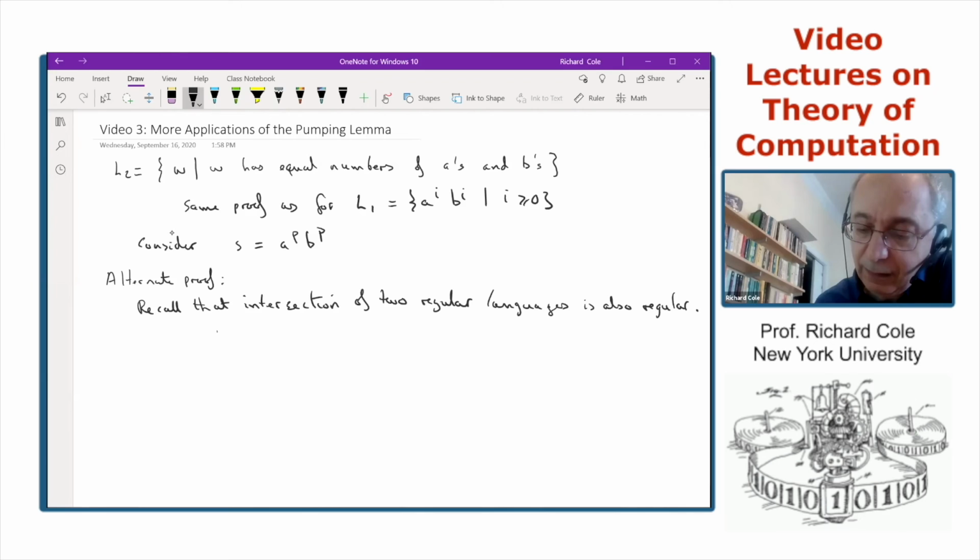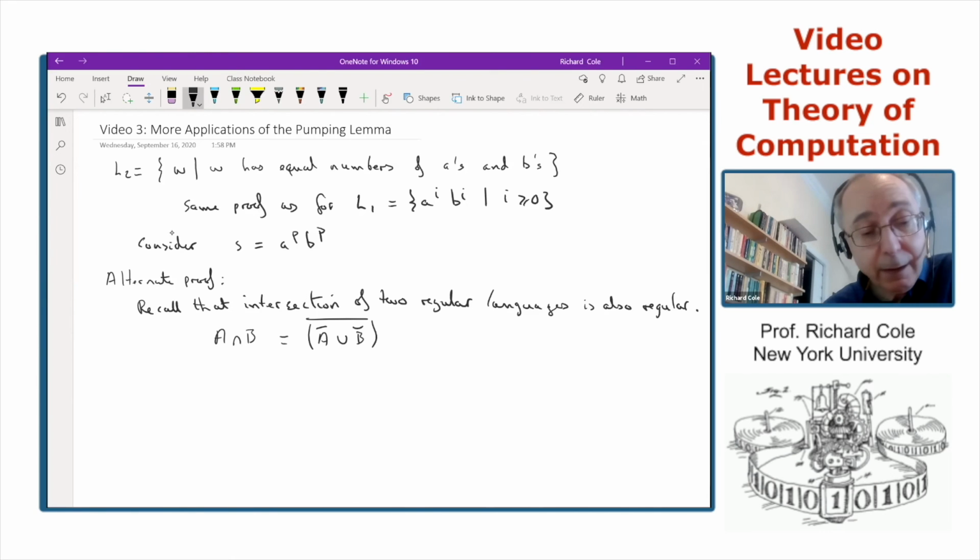And just to see this, let me remind you that A intersect B is the complement of the complement of A union the complement of B. So the intersection of two regular languages A and B is a combination of complements and unions of regular languages.